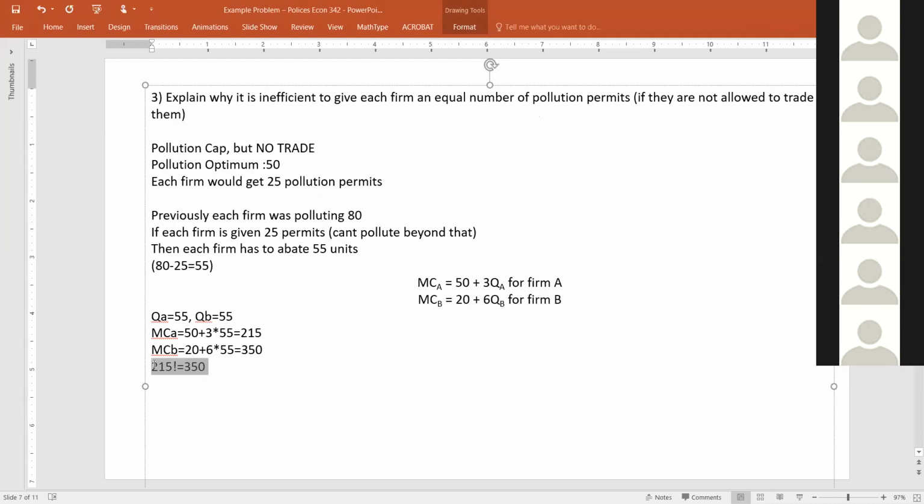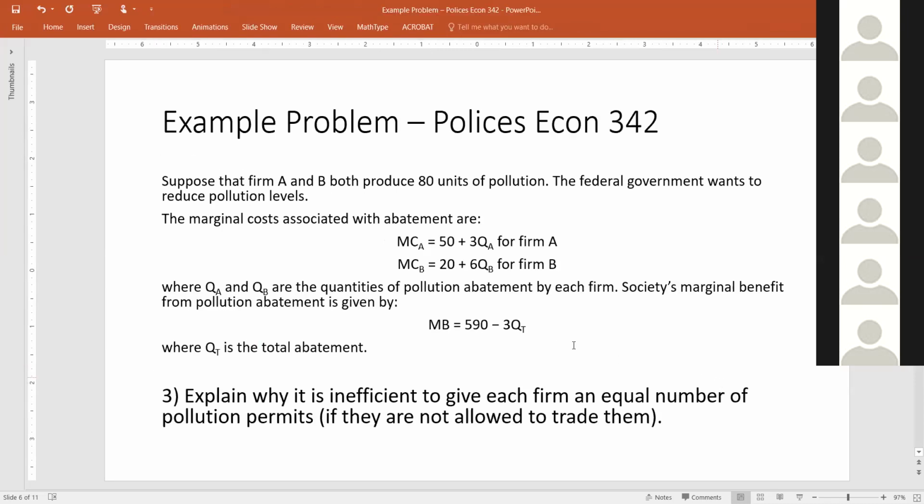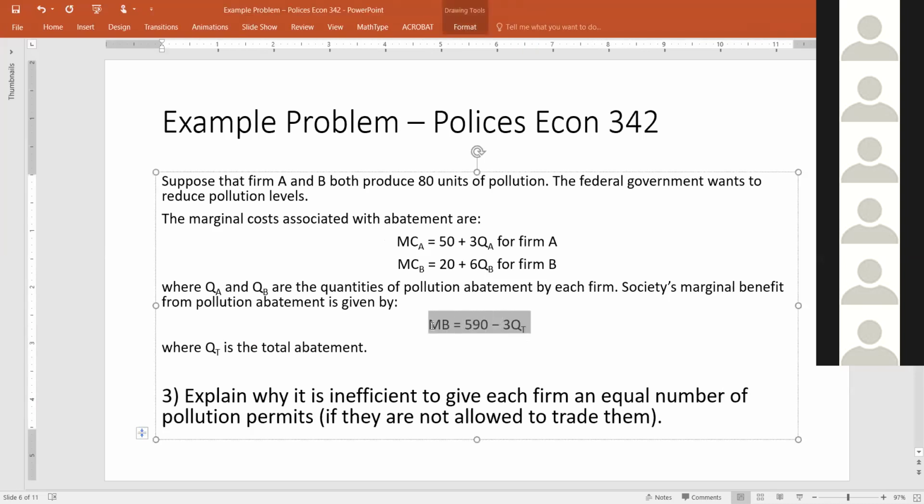Here we say it's inefficient for both firms to pollute 55 units because of the different costs. But you'll note that our marginal benefit function, and I'm going to scroll up again, just cares about total abatement, which means we think that pollution is dispersed uniformly. If we were worried about, say, pollution hotspots, we'd probably have a different marginal benefit function that wasn't just concerned with total, but also had a spatial component to it.